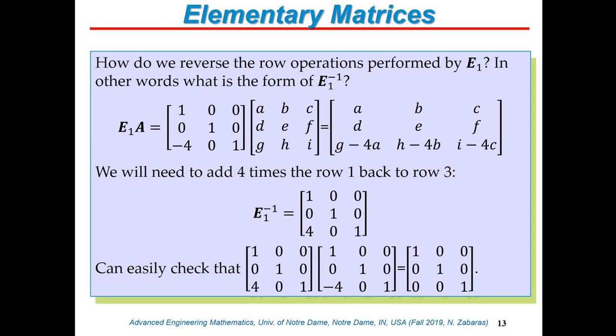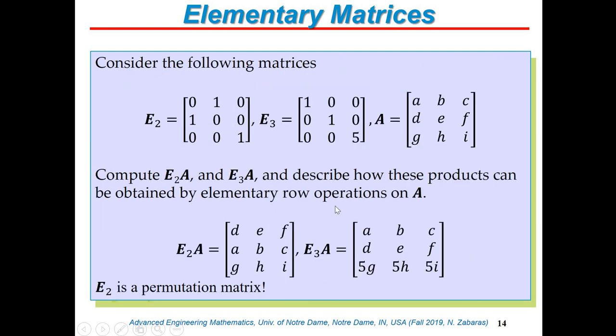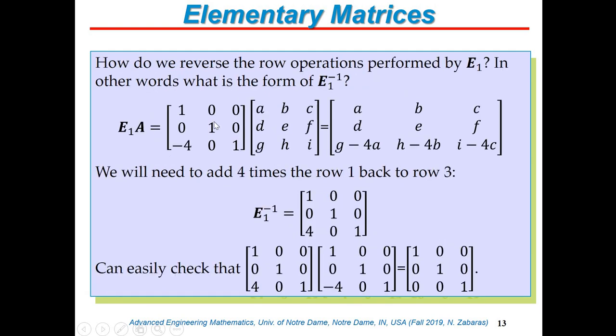Why 4? Because now what I'm going to need to do to this matrix is take the third row and add 4 times the first row so I can go back to my original third row. And you can actually verify that indeed when you multiply E1 inverse from the left with this matrix, you will get back your original matrix. Also, if you want, you can verify that this is indeed the inverse. So if you multiply this with E1, basically you will get the identity 3 by 3 matrix. All right.